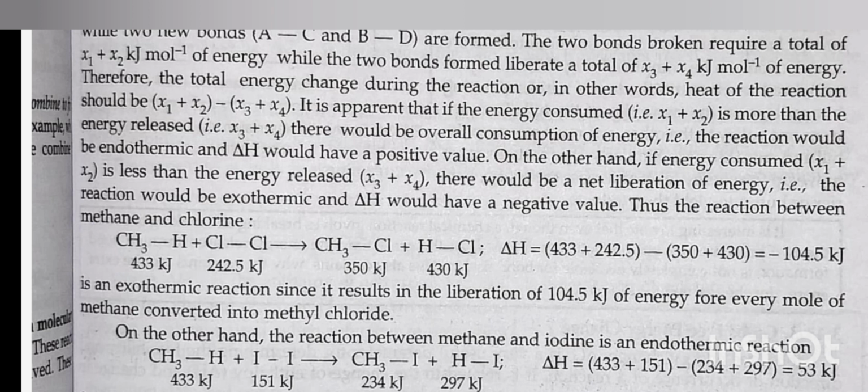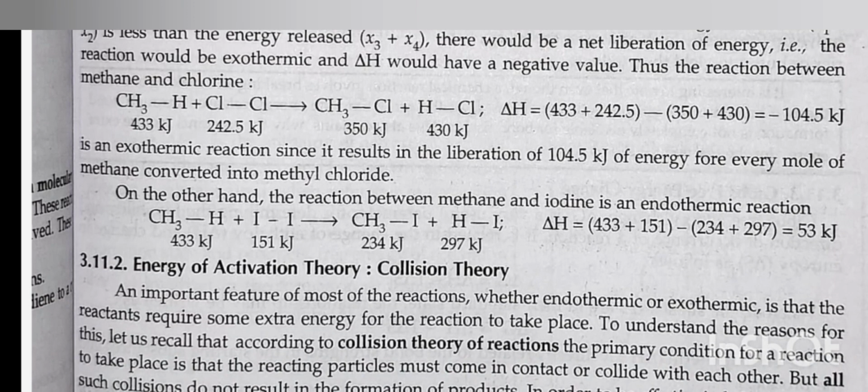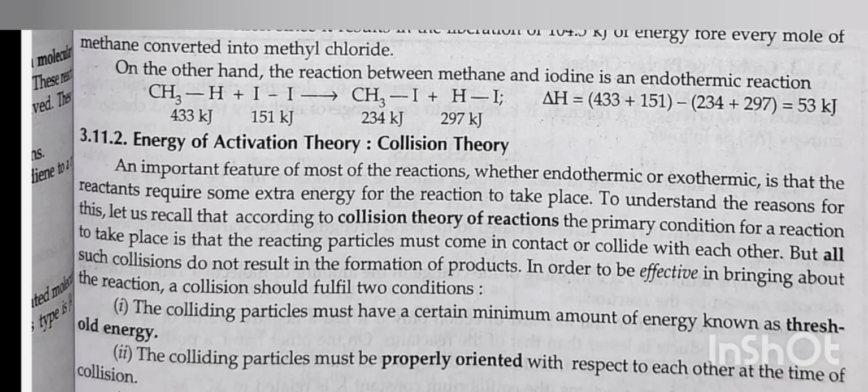On the other hand, the reaction between methane and iodine is an endothermic reaction. Methane plus iodine gives iodomethane plus HI. Enthalpy of reaction: 433 plus 151 minus 234 plus 297 gives 53 kilojoules. Energy of activation, collision theory.